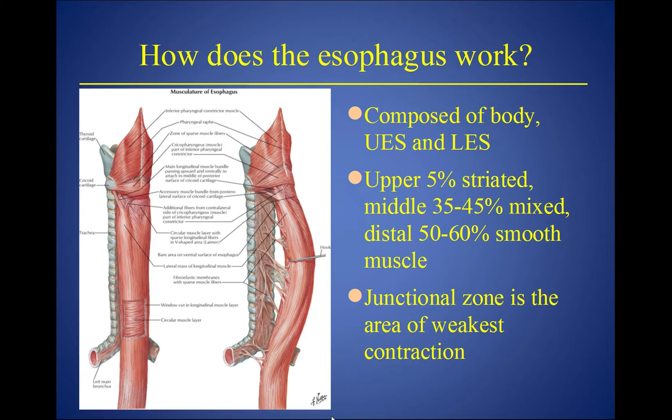The esophagus is composed of three sections: the upper esophageal sphincter, the body, and the lower esophageal sphincter. Remember, the UES, the upper esophageal sphincter, is striated muscle, so essentially voluntary muscle. That's the part of the swallow that is voluntary, that you're initiating, that you can feel occurring. There's a middle junctional zone, which is important in swallowing, about 35 to 45%, which is an overlap of striated and smooth muscle. And then the remainder, about 50 to 60%, is all smooth muscle, which is obviously involuntary.